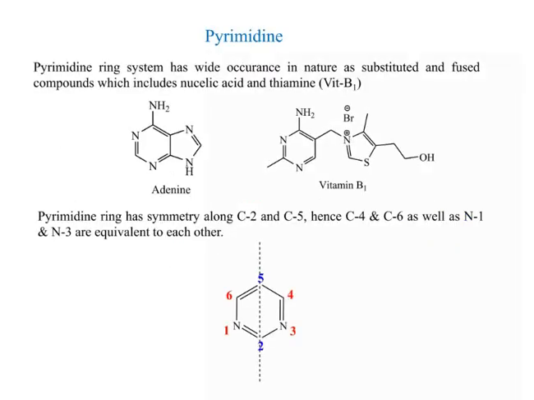Now pyrimidine. The pyrimidine ring system has wide occurrence in nature as substituted and fused compounds, which include nucleic acids, thymine and vitamin B1. You can see here adenine contains imidazole and pyrimidine. Vitamin B1 contains pyrimidine and thiazole. So the pyrimidine ring has symmetry along C2 and C5. C4 and C6 as well as N1 and N3 are equivalent to each other.